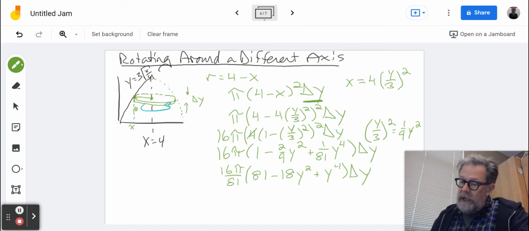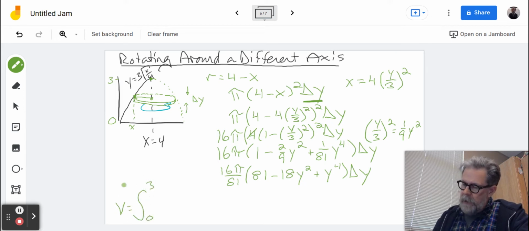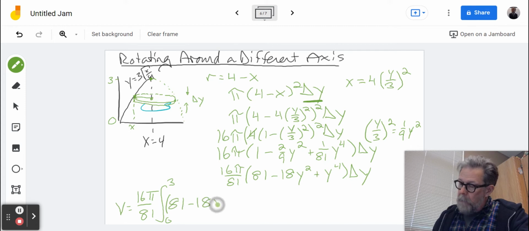The only other thing we need to know, since we're integrating vertically, is we start at 0 and we're going to come up to here. Well, since x is 4, y must be equal to 3. So we have volume equals the integral from 0 to 3. I'm going to erase that and put my 16 pi over 81 so that I don't forget it. By the way, I didn't mean to switch to green. I switched to green to draw the picture and forgot to switch back. But there it is, plus y to the 4th dy.